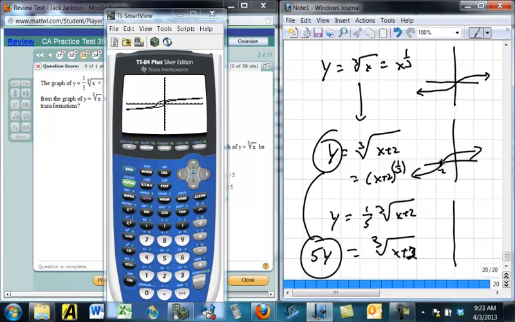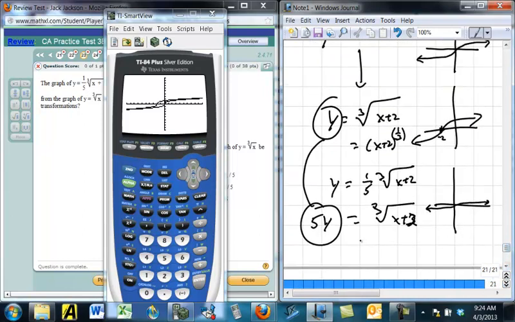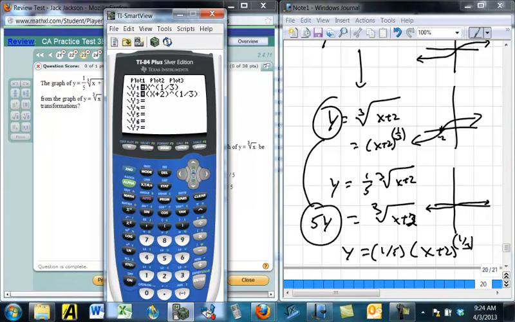So now this is going to be a lot skinnier, not as tall, I should say, closer to the x-axis. So the y's will all be 1/5 of what they were before. To put this in the calculator, we'll write it as y3 is, well, we could do 1/5 and then times x plus 2 to the 1/3. Okay, and so let's go ahead and do that. 1/5 and then x plus 2 to the power 1/3.